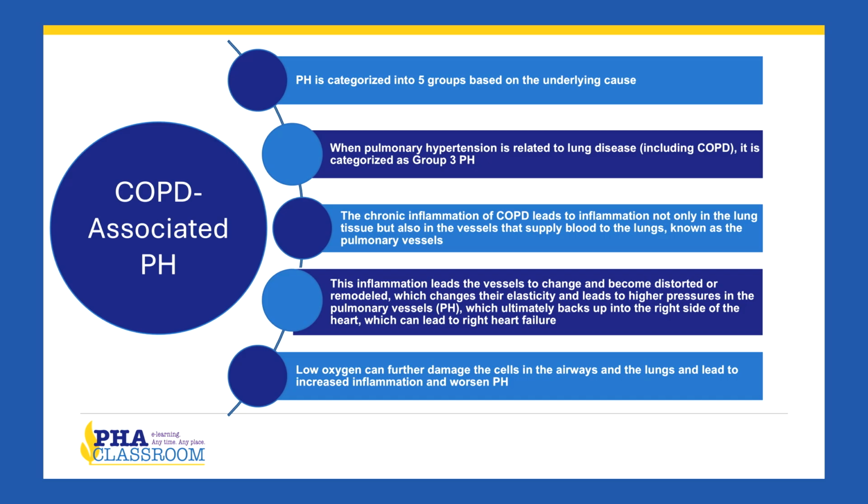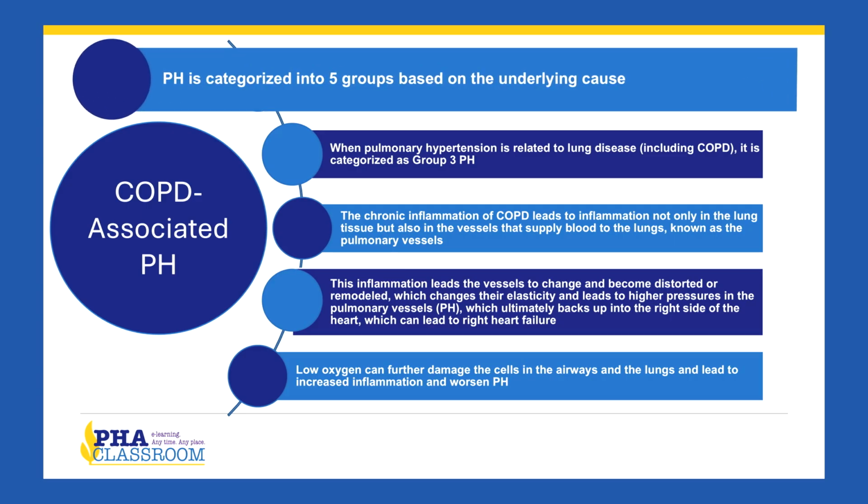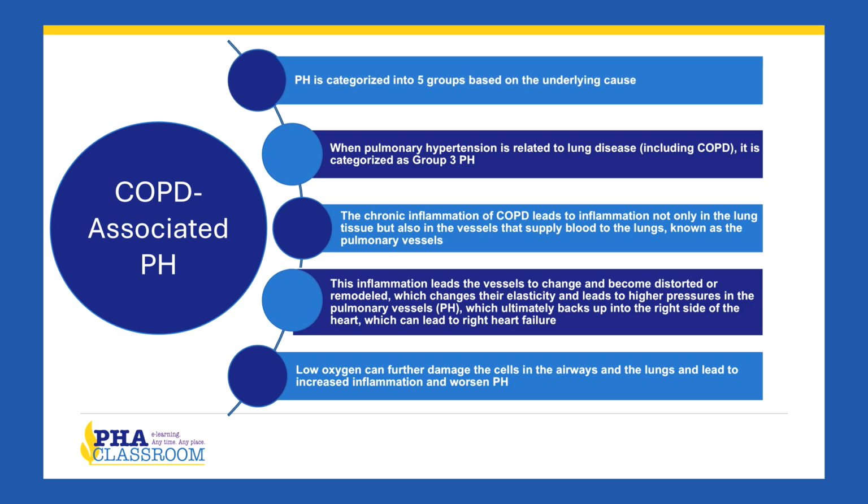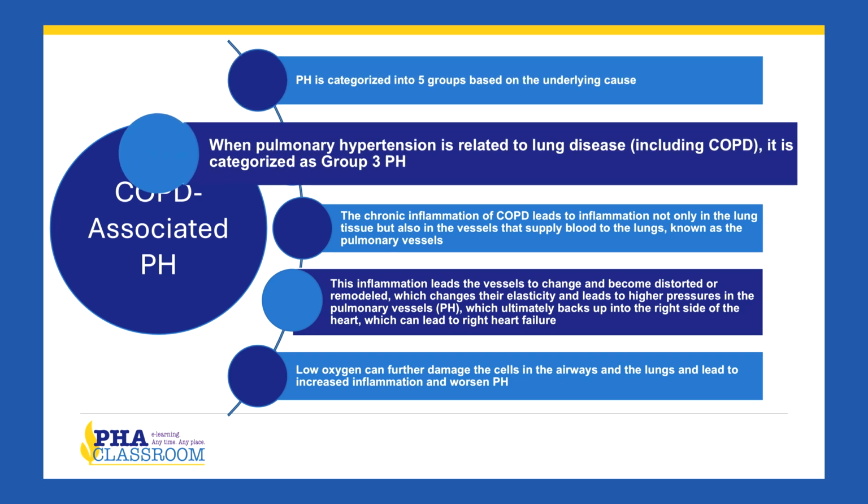What is COPD-associated pulmonary hypertension? Well, COPD-associated pulmonary hypertension is a subtype of PH. PH can be categorized into 5 groups based on the underlying cause. When pulmonary hypertension is related to lung disease, including COPD, it is categorized as Group 3 pulmonary hypertension.